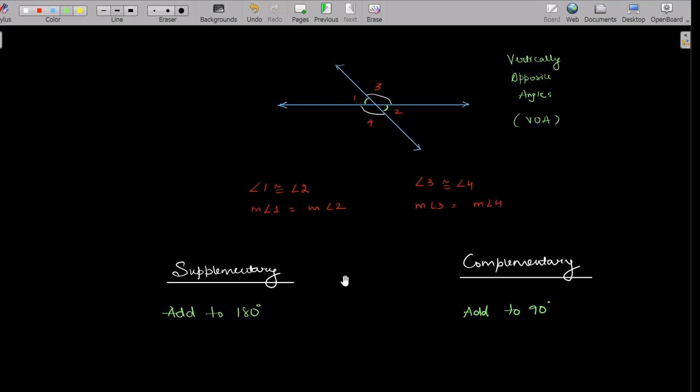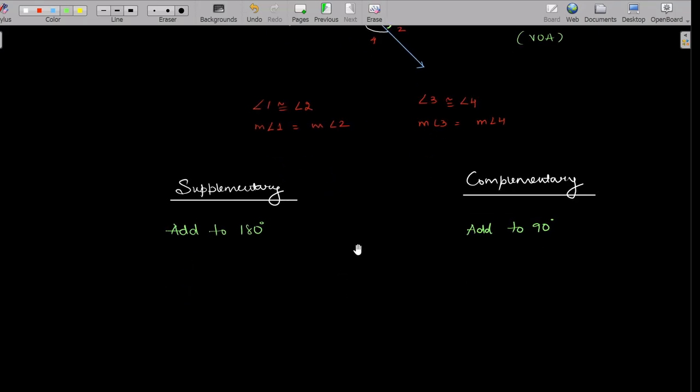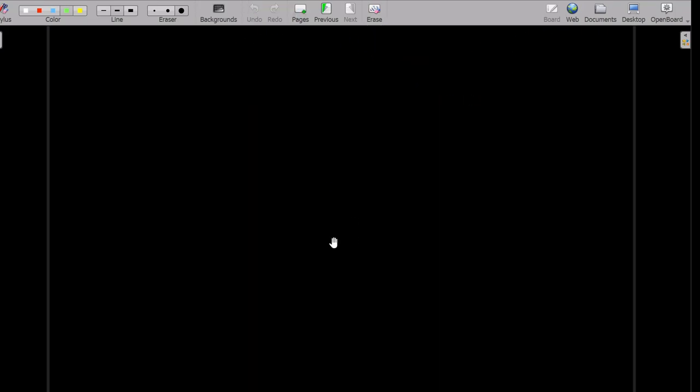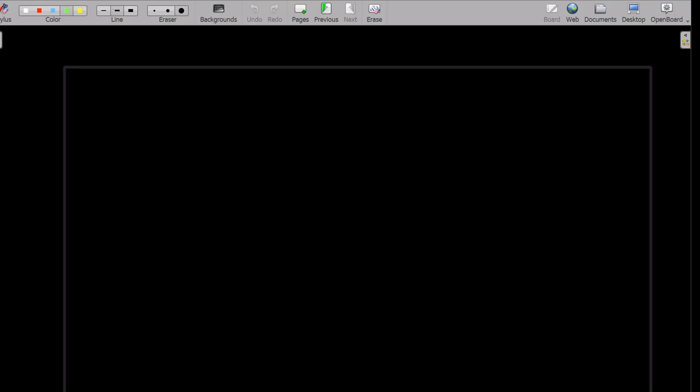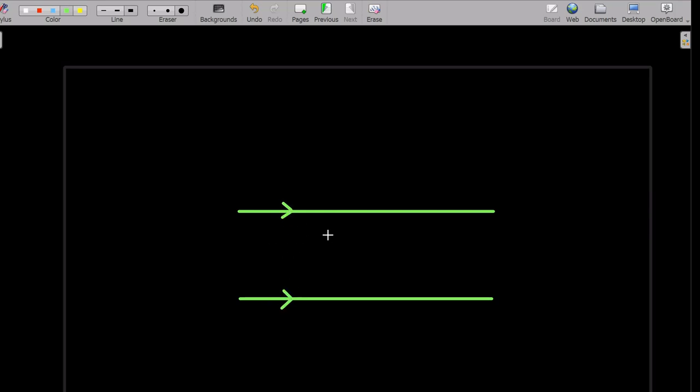Okay, so this is lines and angles. Now we will include parallel lines. Let's see what happens when we have parallel lines. Let's say this is one line, this is another line, and these two are parallel. Whenever you see these two arrows in any figure, just understand that these two lines are parallel.